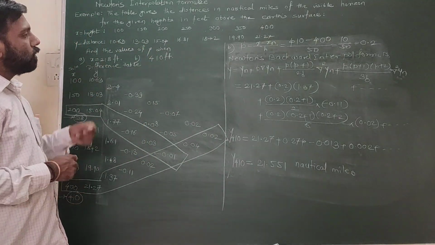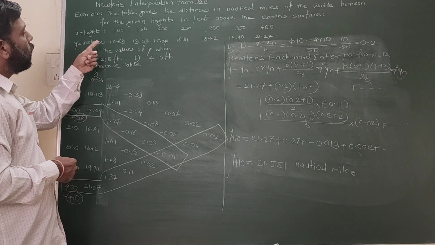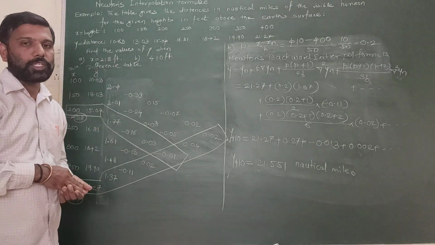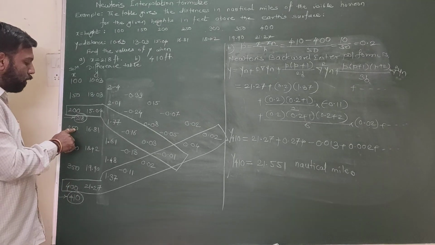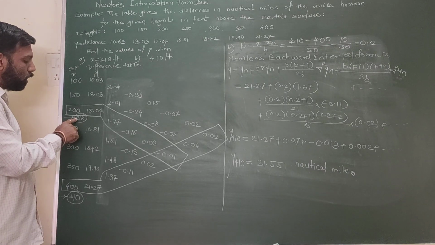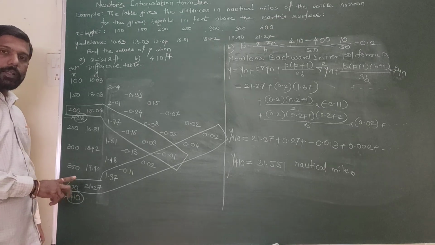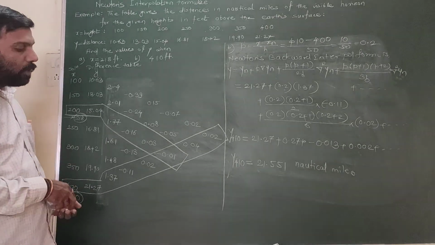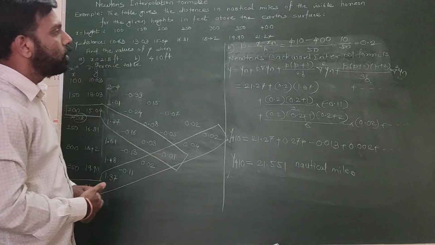So this one problem we have discussed by using Newton's forward interpolation and backward interpolation. The first value we discussed is before the central value in the table, so by forward interpolation we found it. And this value is after the central value of the table, so we discussed it by using the backward interpolation formula. Thank you.